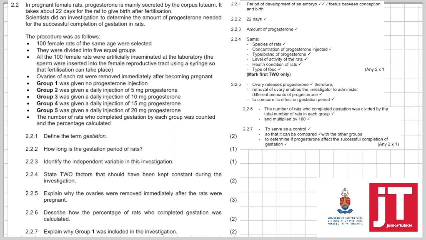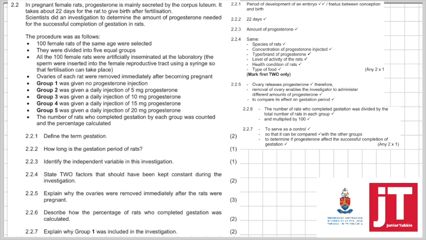2.2. In pregnant female rats, progesterone is mainly secreted by the corpus luteum. It takes about 22 days for the rat to give birth after fertilization. Scientists did an investigation to determine the amount of progesterone needed for the successful completion of gestation in rats. The procedure was as follows.